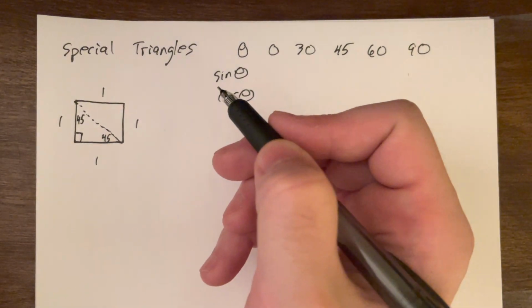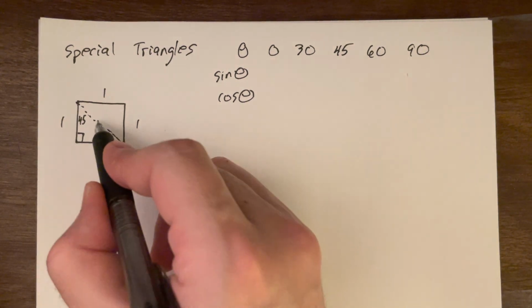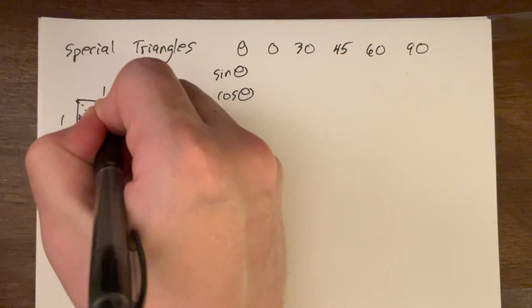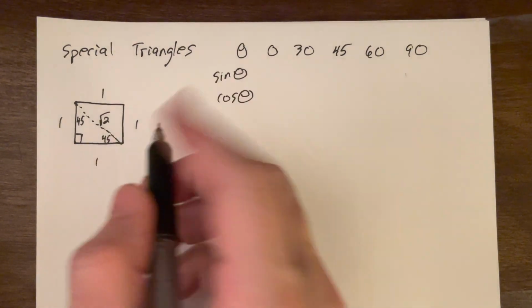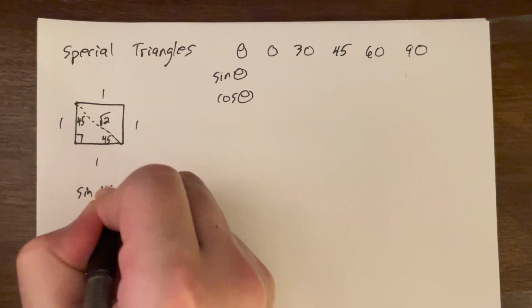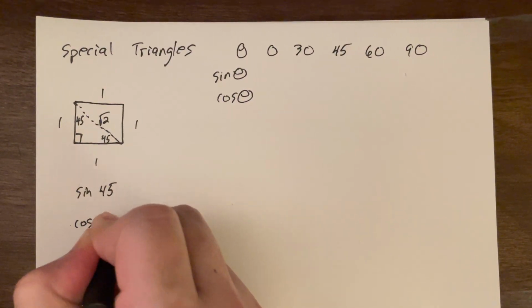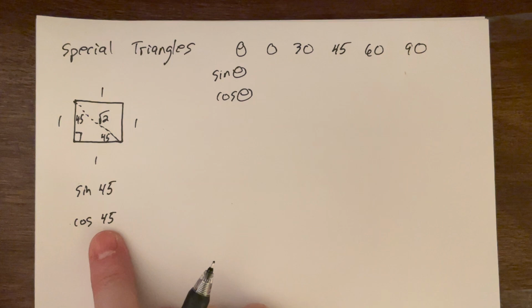We use a little Pythagorean theorem. 1 squared plus 1 squared equals the hypotenuse squared. And we get the square root of 2 for the hypotenuse. Why are we doing that? Well, we're setting that up so that we can find sine and cosine at 45 degrees.